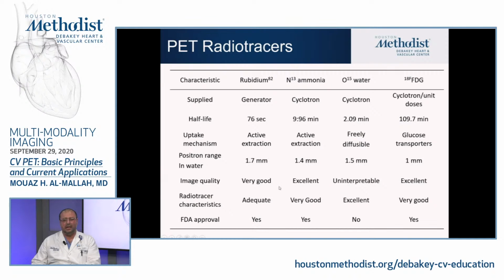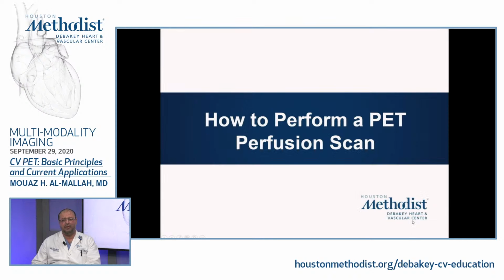You can see that the images are good with rubidium, they're excellent with ammonia. You cannot interpret images with O15 water, so O15 water is primarily used for flow quantification, and F18 agents images are excellent. The FDA approval, as I mentioned, is primarily for perfusion, for rubidium and ammonia, and for metabolism for FDG.